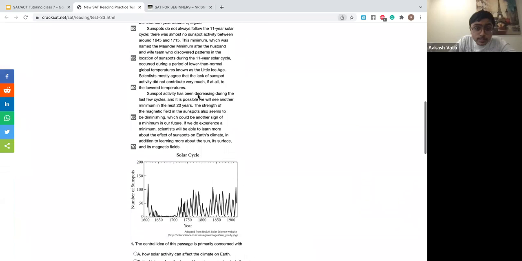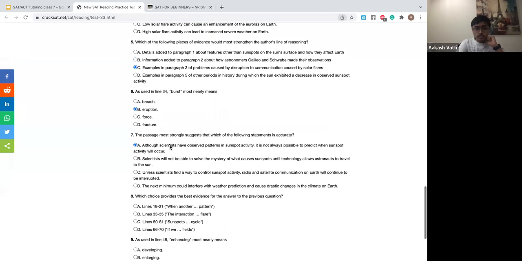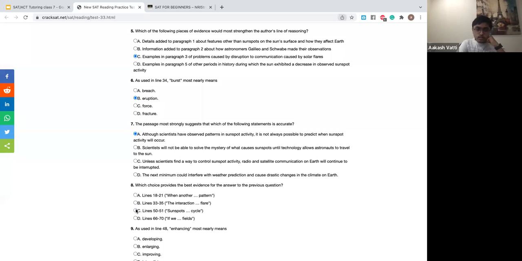C, 50 to 51. Sunspots do not always follow the 11-year solar cycle. This is exactly what we want. This is what we said. We even stated that down in the previous question. So that is our answer. Do you guys want me to tell you why it's not B as well? Just raise your hand or put it in the chat if you want me to tell you why B is not the answer.